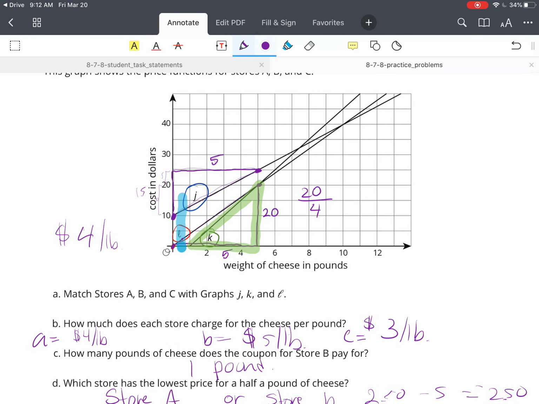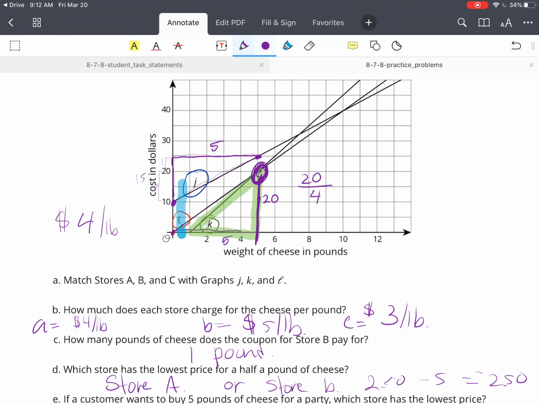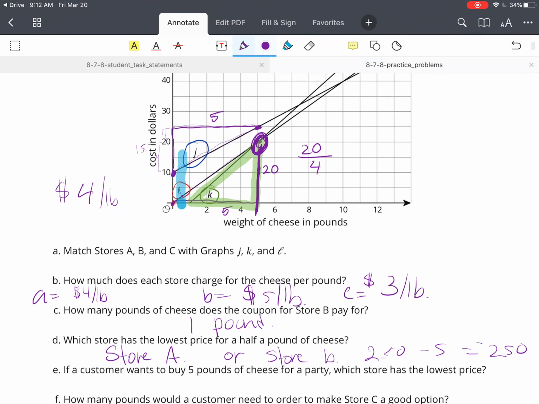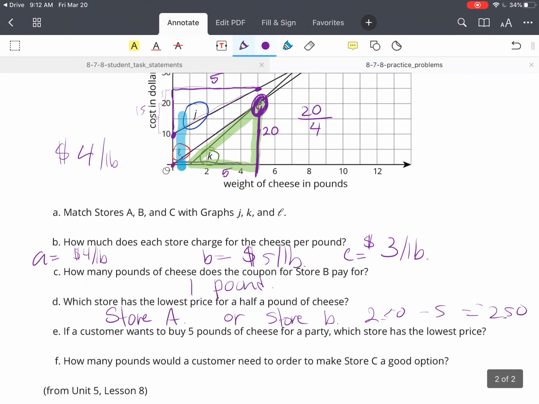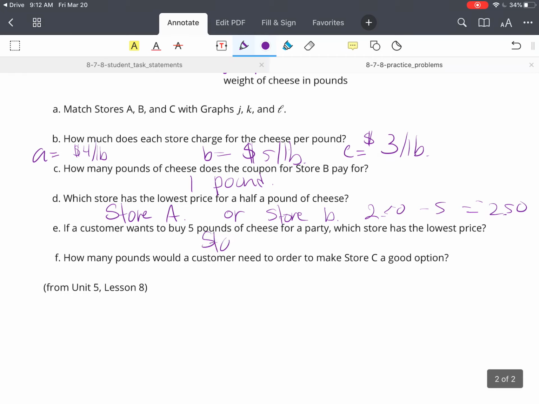If a customer wants to buy 5 pounds of cheese for a party, which store has the lowest price, right? So here's 5. Oh, actually, there's 2 different stores, L and K. So that's not the blue one. Store A or B. You can use either.